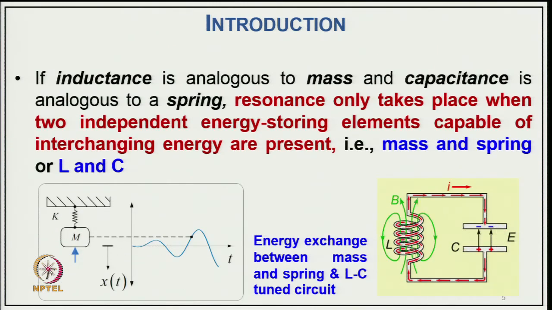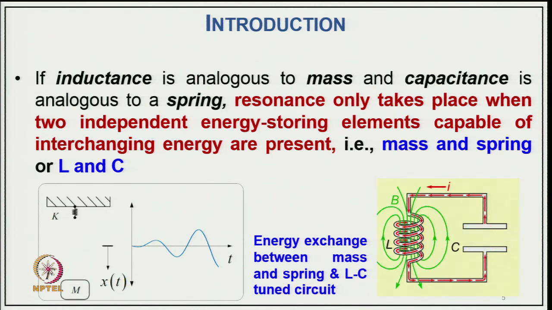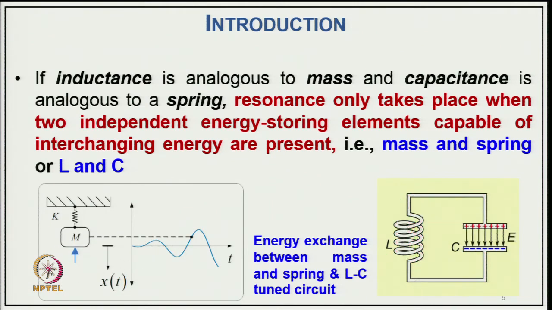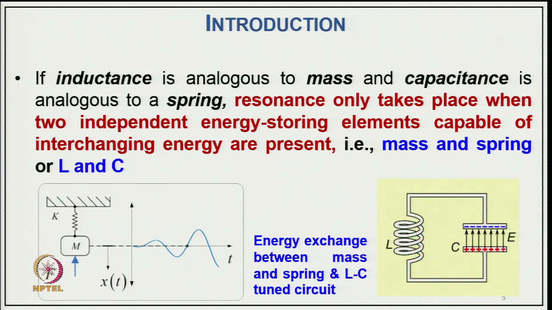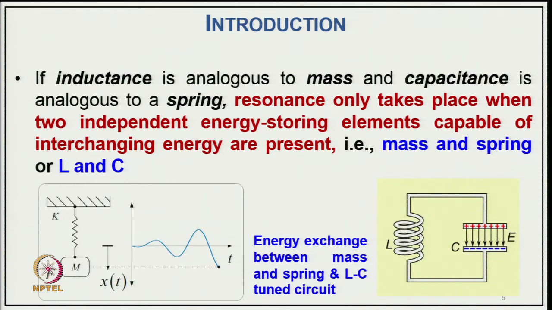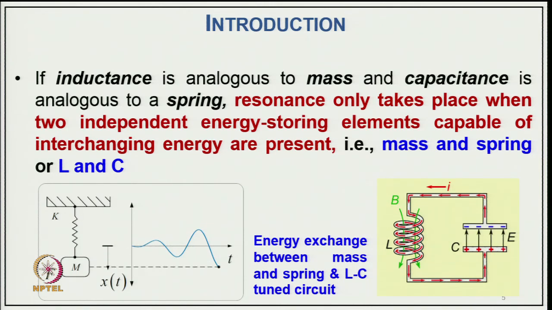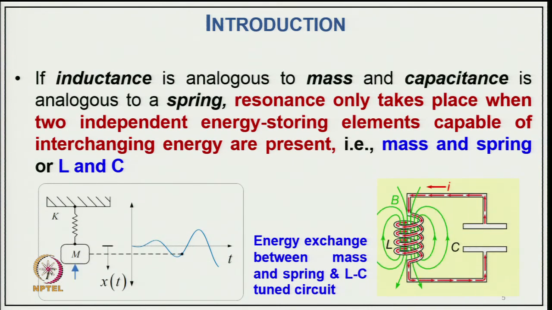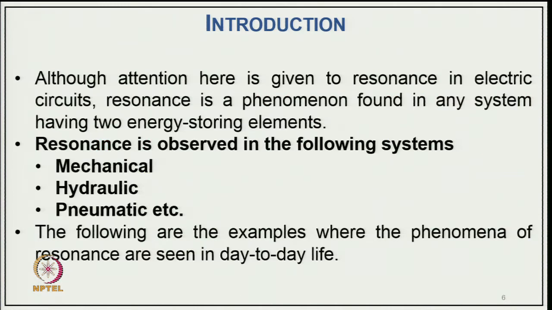If inductance is analogous to mass and capacitance is analogous to a spring, then resonance only takes place when two independent energy storing elements capable of interchanging energy are present, like mass and spring, as you can see on the left side, where the amplitude and position change with respect to time. Or in an L and C tuned circuit, the energy gets exchanged between the L and C.